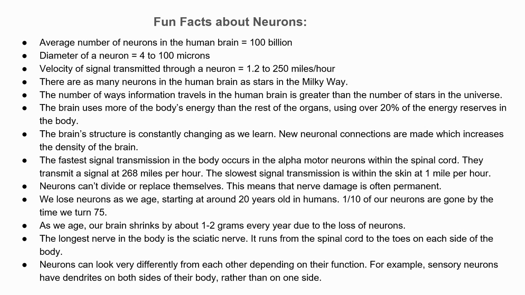The brain's structure is constantly changing as we learn. The fastest signal transmission is around 268 miles per hour. Neurons can't divide or replace themselves, hence nerve damage is often permanent.